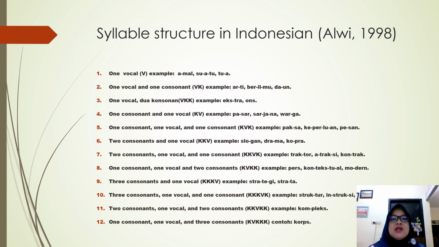2 consonants, 1 vowel, and 1 consonant, for example traktor, atraksi, kontrak. 1 consonant, 1 vowel, and 2 consonants, for example pairs, contextual, modern. 3 consonants and 1 vowel, for example strategi, strata.